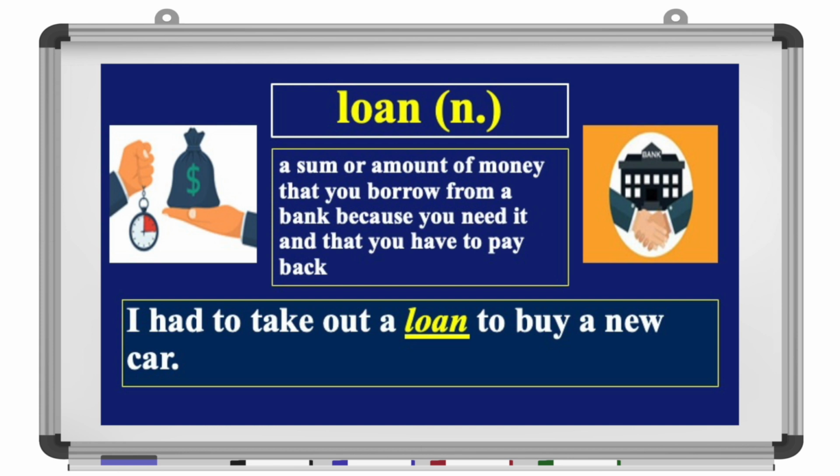What does loan mean? It's a sum or amount of money that you borrow from a bank because you need it and that you have to pay back. For example, I had to take out a loan to buy a new car. This is something we do every time after we get a first job. We buy a car by getting a loan.